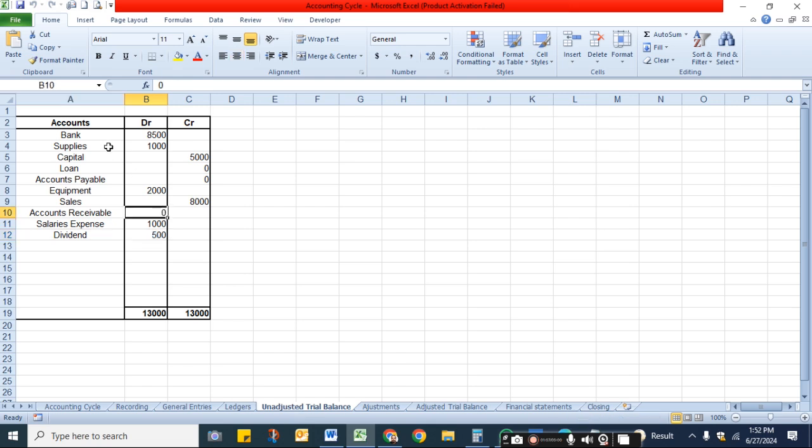Okay, so now we are going to move into the next step, and this is the unadjusted trial balance. So this is the unadjusted trial balance we have, and then we have to go to adjustments, right?